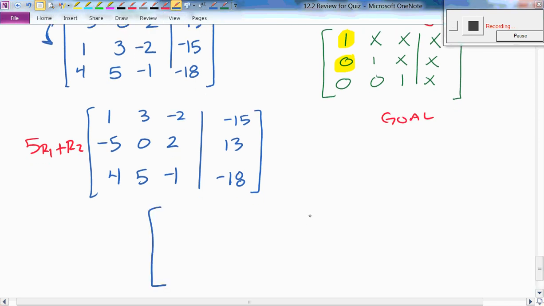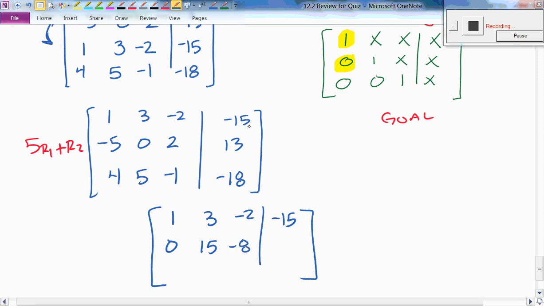Are we changing anything in row 1? No, leave it the same. 1, 3, -2, -15. This is going to be 0 by design. It's designed to be a 0, correct? Okay, good. Now let's see here. 5 times 3, how much? Plus 0. Good, that goes there. 5 times -2, -10. Plus 2, how much? -8. Good, that goes there.